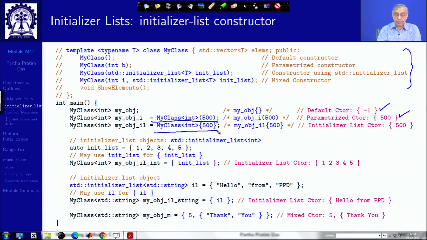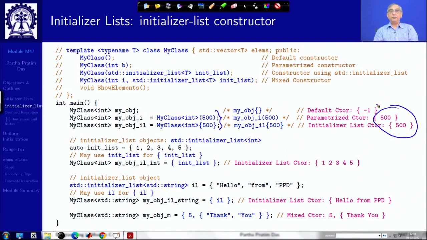If I initialize class MyInt with braced initialization, so I have an initializer list containing 500, that will certainly call my initializer list constructor. So, you can see that both of these finally give me the same object, containing the same value, but use different constructors.